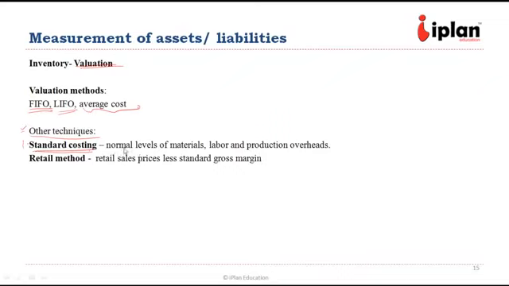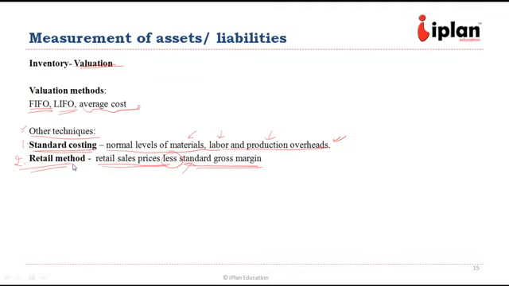One of them is standard costing, in which the normal levels of material, labor and production overheads are used. So this is actually based on the cost involved for material, for labor and other overheads. So this is based on the cost. And the second method is from the selling side. So it is based on retail sales price minus gross margin. So we have the standard gross margin, we just subtract it from the retail sales price, we get the value of inventory. So this is the retail method.